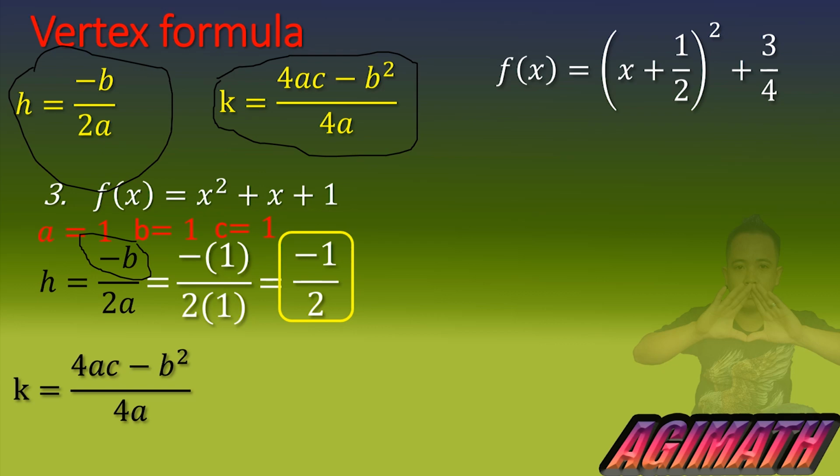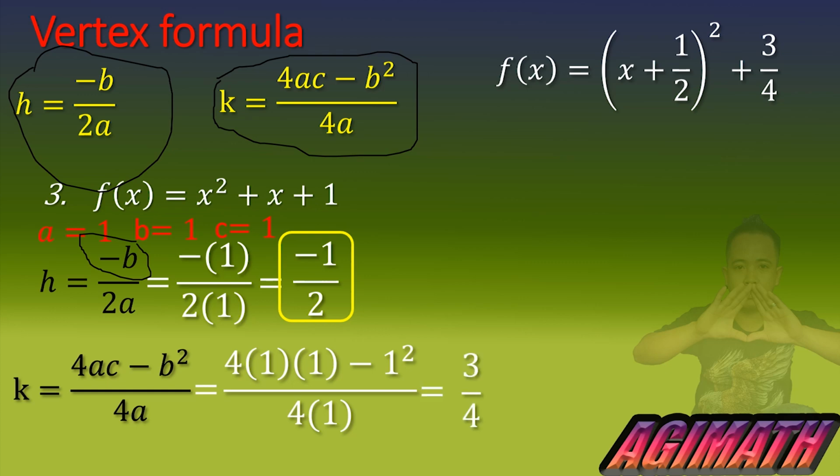So going back to the solution, we are going to substitute. We have 4 times 1 because a is equal to 1, times 1 again because c is equal to 1, minus 1 squared, and then over 4. So 4 times 1 times 1, that is equal to 4, minus 1. 4 minus 1 is equal to 3. And then 4 times 1 is equal to 4. And since we cannot simplify it further, we have k is equal to 3/4.